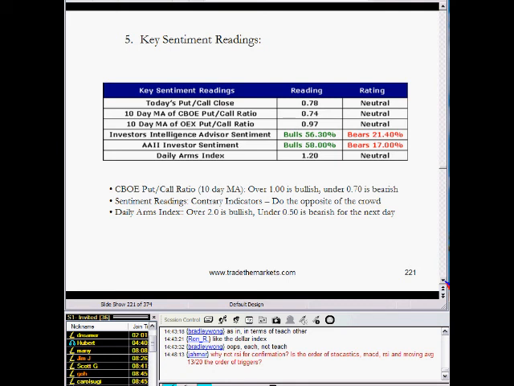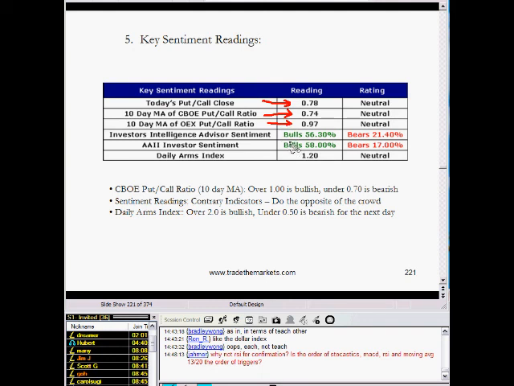The other thing I like to look at and stay on top of are some key sentiment readings. We were talking about the put-call ratio. I like to know where that closes. And remember, what I'm looking for here is: did it close over 1 or below 0.50? Most of the time it's neutral, so I want to know when it's going to be an extreme reading or not. Then I like to look at the 10-day moving average of the put-call ratio and see where that is. Also the 10-day moving average of the OEX put-call ratio.